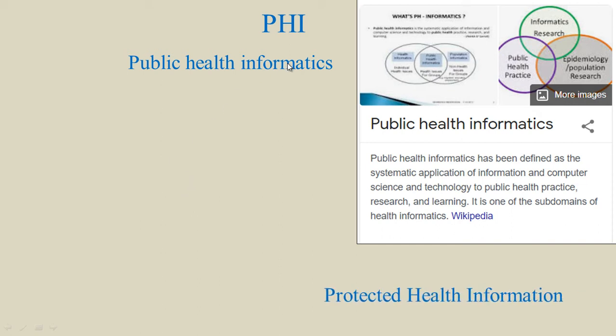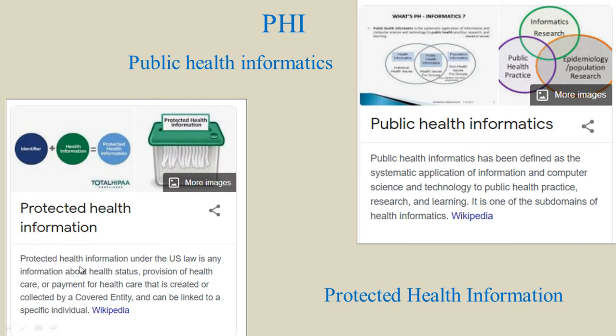PHI is also known as Protected Health Information. Protected health information under the US law is any information about health status, provision of health care or payment for health care that is created or collected by a covered entity and can be linked to a specific individual.